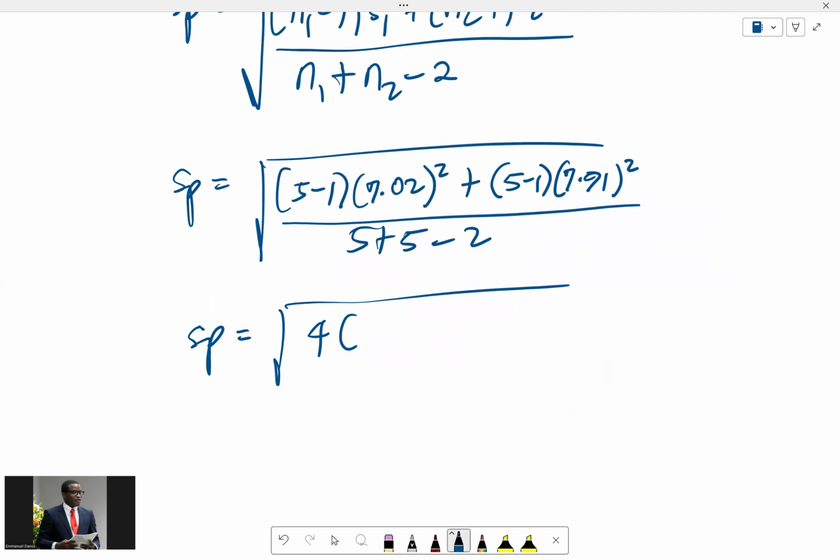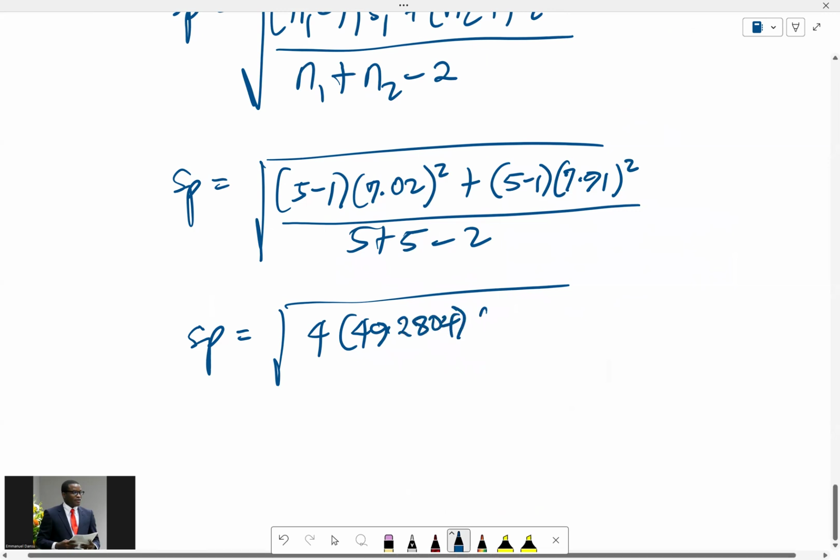So for this kind of work, you need the calculator that you're used to. Don't collect somebody else's calculator because you're going to get into trouble if you're not used to that particular kind of calculator. 49.2804, that's what this is, plus 4 into 7.91 squared, 7.91, that is 62.5681. Okay, all of that over 8.